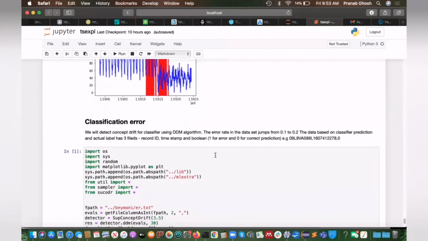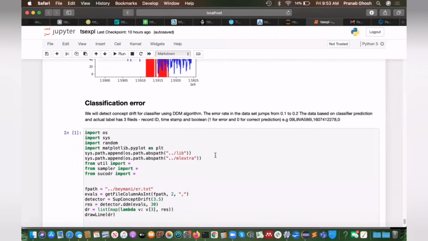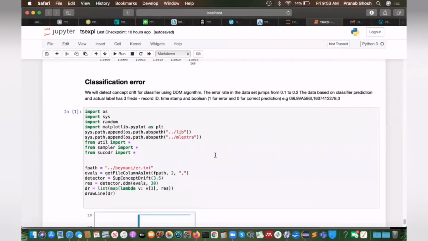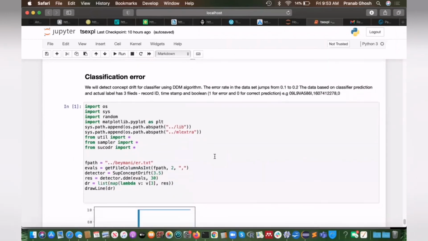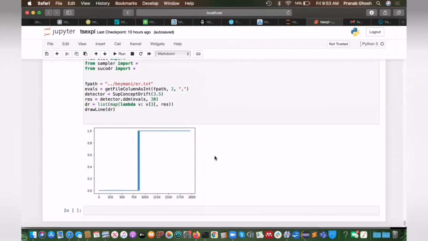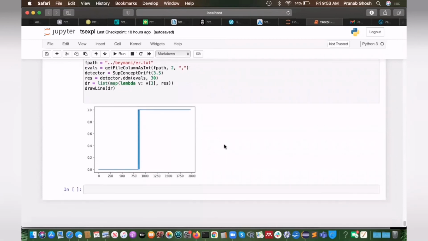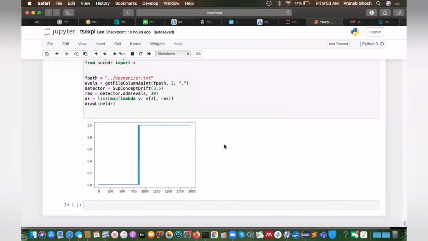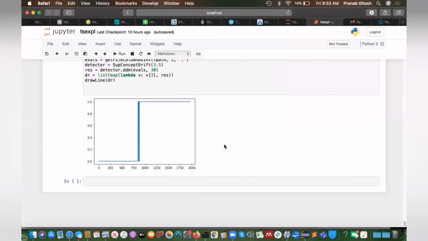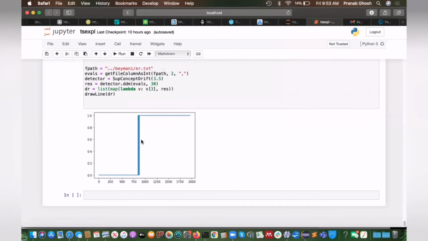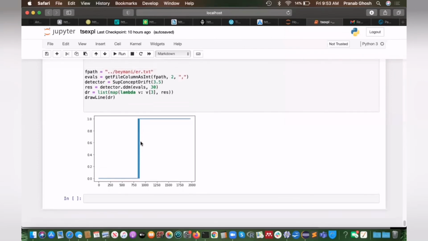The next one is classification error, and we are using the DDM algorithm. I artificially created some data, this is a classifier output, where initially it had an error rate of 0.1, and then it jumped to 0.2 at some point. This is showing you exactly where the jump is. That's where the concept drift happened.